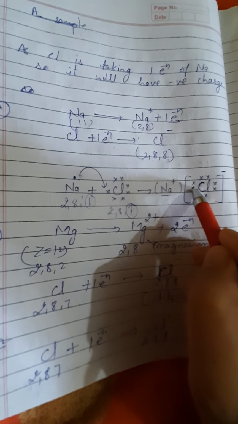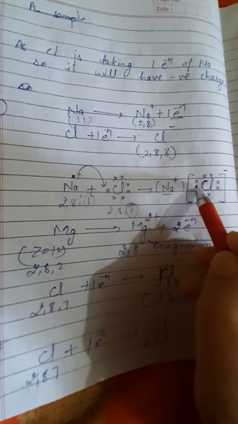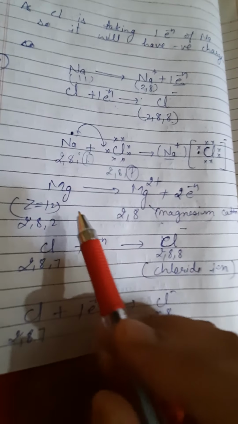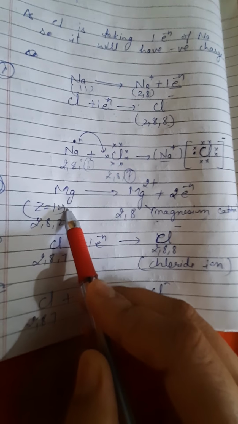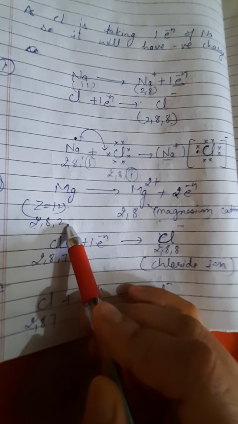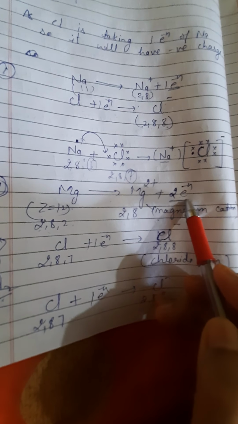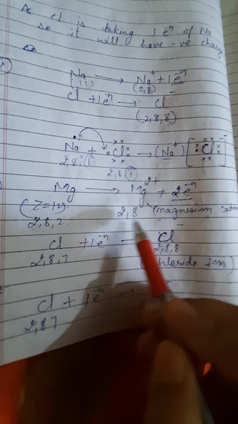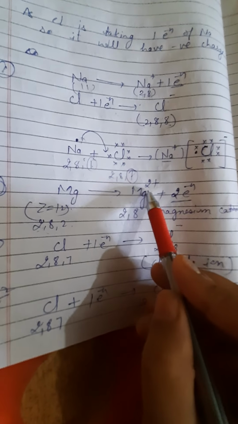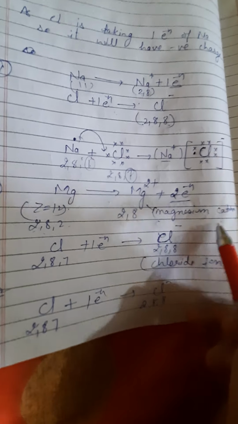Okay, this dot is the electron of sodium which it has taken. So as it is taking an electron, it will have a negative charge. Similarly, the second example is of magnesium. Magnesium, atomic number 12, so you can write 2, 8, 2. When it loses its 2 electrons, it will go to 2, 8. It means 2 electrons are lost, so it is 2 positive. So a magnesium cation is formed.